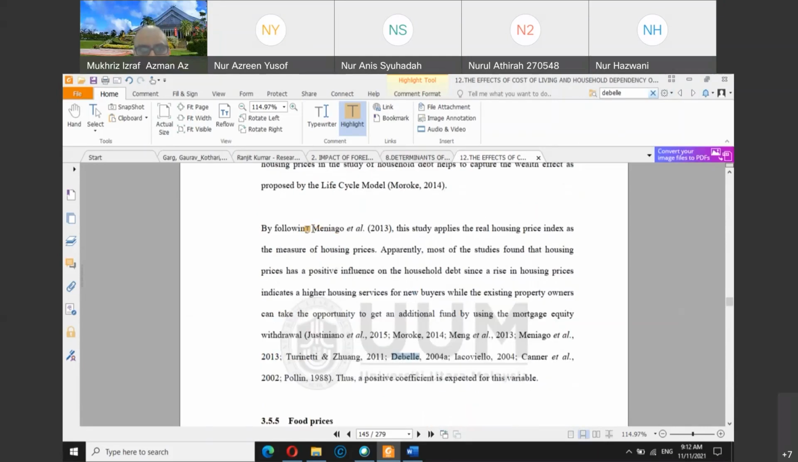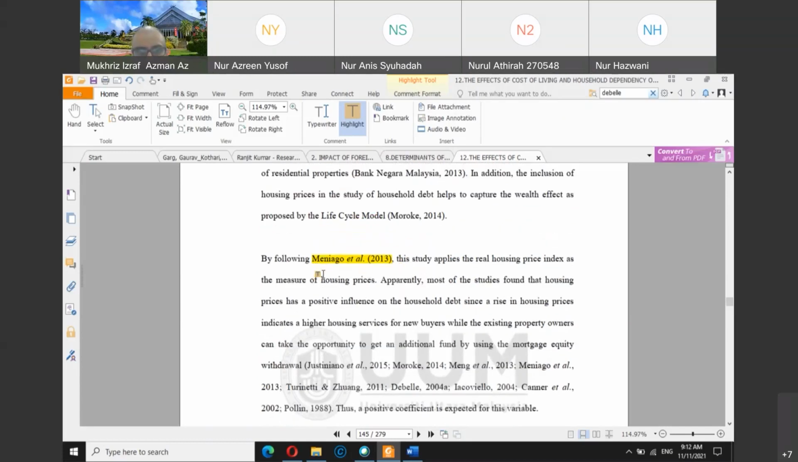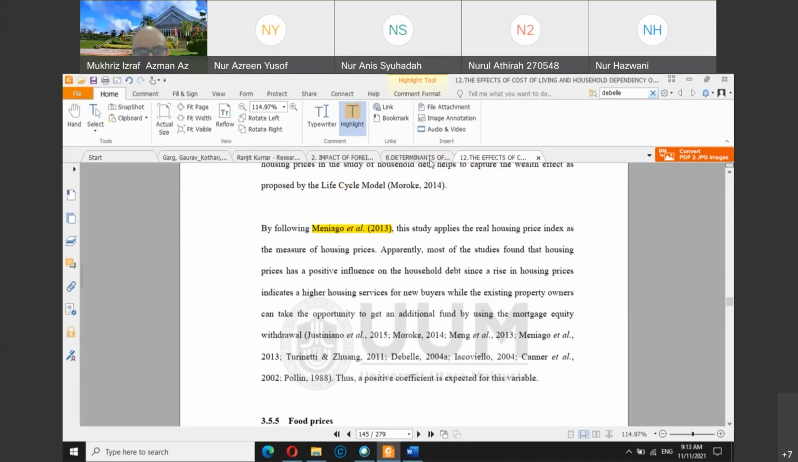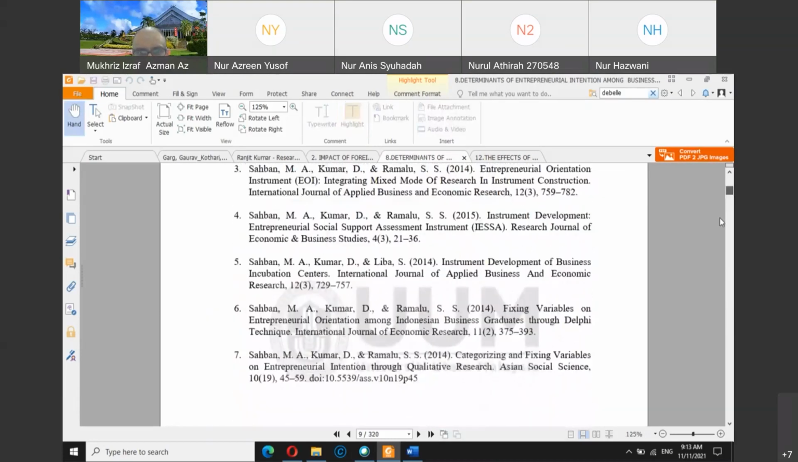So just now we mentioned Maniago et al. The word et al means three or more authors wrote that paper, so you need to put et al. So you put the name, following or according to Maniago et al., comma, this is one style of writing. But in many places, the name of the author that you refer to is at the end of the sentence. Let me find something a bit more simple to show you.